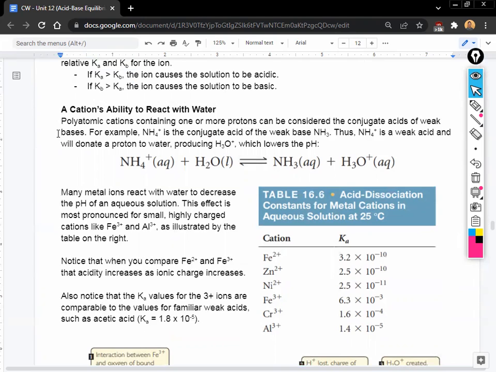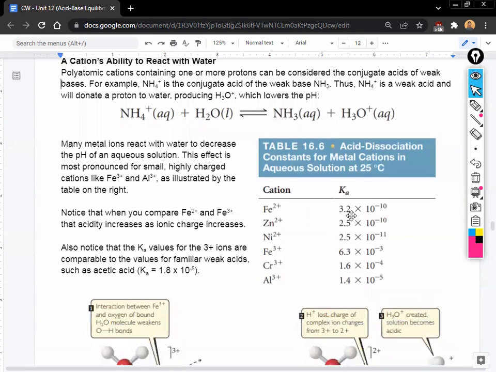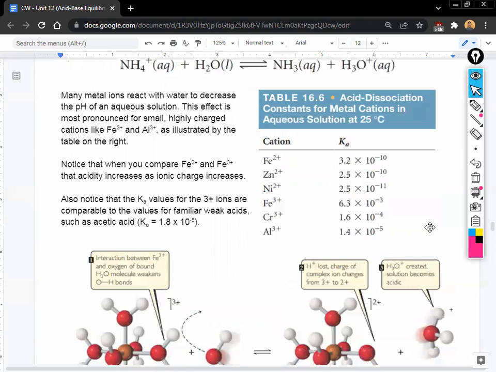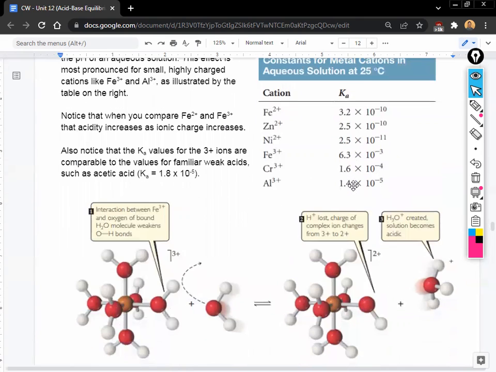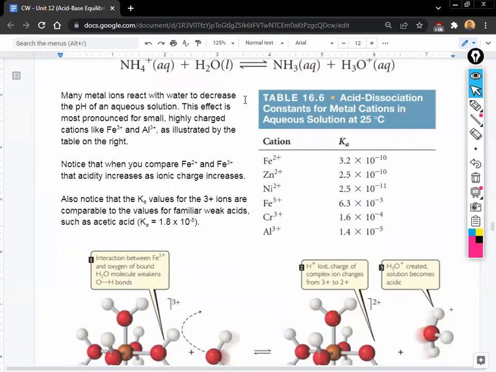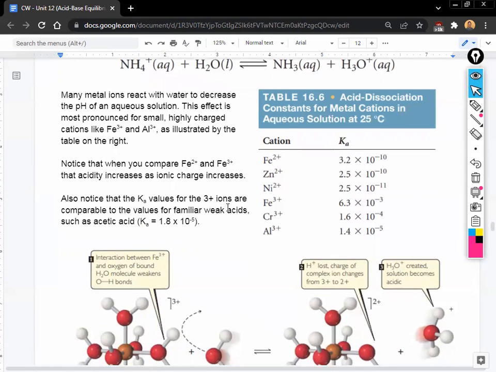Okay, so different cations have different Ka values. You can see a table of this, and it tells you basically how much they're going to want to dissociate or break down inside of water. So just keep in mind that different metals can have different Ka values that tell us how much they break down. Same thing as before: the bigger the number, the more they want to break down. So Al is going to dissociate a lot more than iron will inside of water. That's basically what all of this is saying. Make sense?